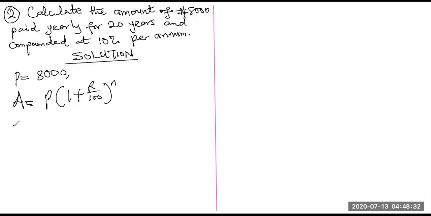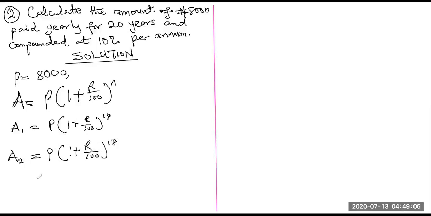So your A1, what you're having, of course, is equal to P into 1 plus R over 100, raised to power 19. Now for A2, you are going to compound for 18 years, so it's going to give us P into 1 plus R over 100 raised to power 18, and so on and so forth.